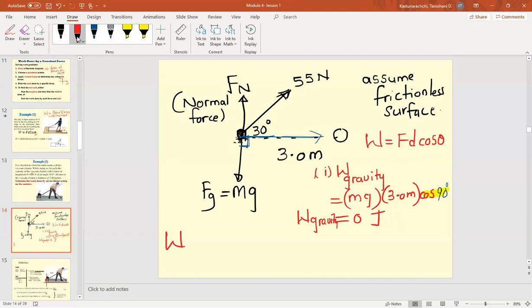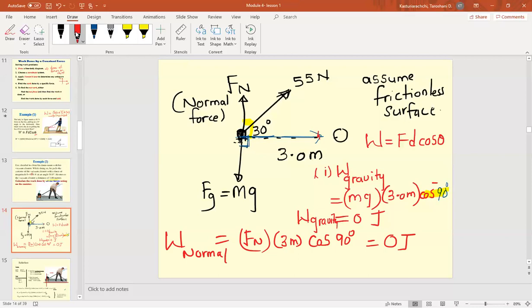How about the normal force? If you don't like, you can put the negative 90, that's fine. Cosine negative 90 is 0 as well. Work done by normal force: normal force F, d is still 3 meters. Cosine, what is this? This is the force, and this is my displacement, right? I'm looking at the angle between force and the displacement. Again, this is 90. Normal force is not doing any work either.